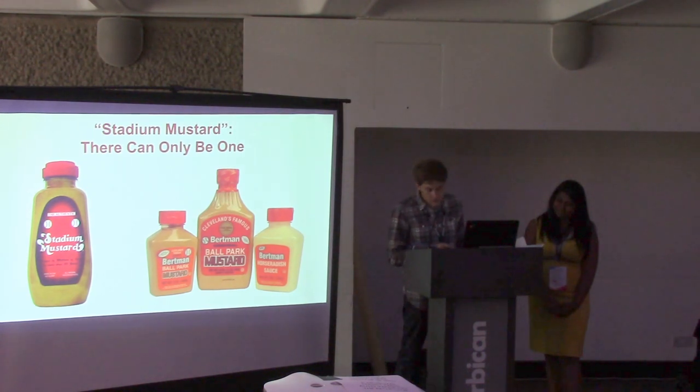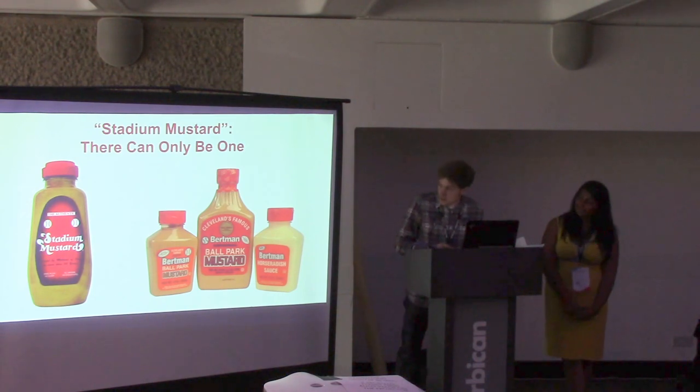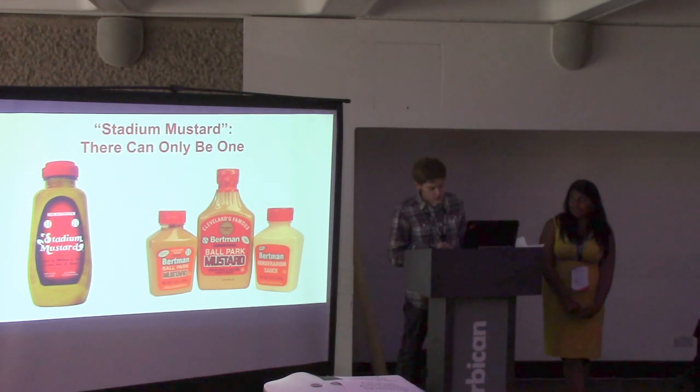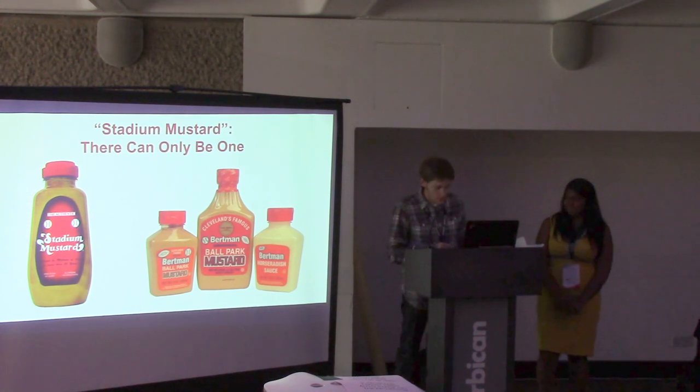Stadium Mustard is a registered trademark of the company on the left, the Cleveland-based Davis Food Company. The mustard on the right, the Bourbon Ballpark mustard, is made by a rival Cleveland area mustard company, and they're very heavy competitors. They both have claims to the phrase stadium mustard. This dispute is ongoing, it's been documented online, and someone had inserted into the Wikipedia page that both of these mustards are called stadium mustard, citing reliable neutral third-party sources, like always.